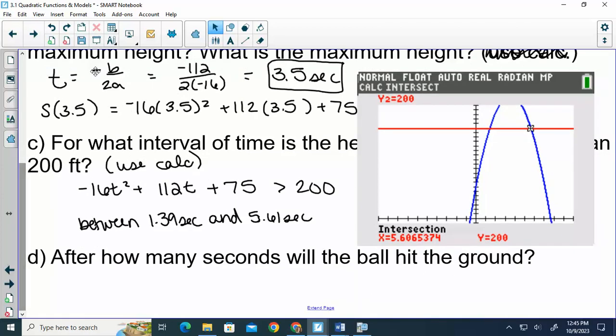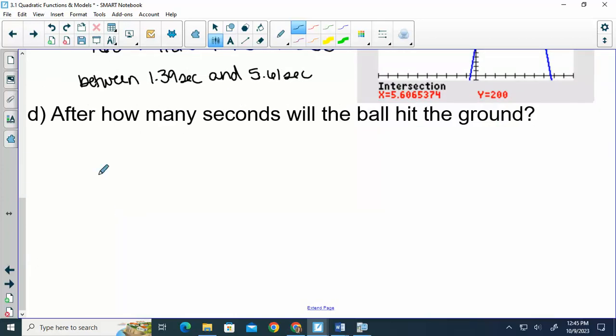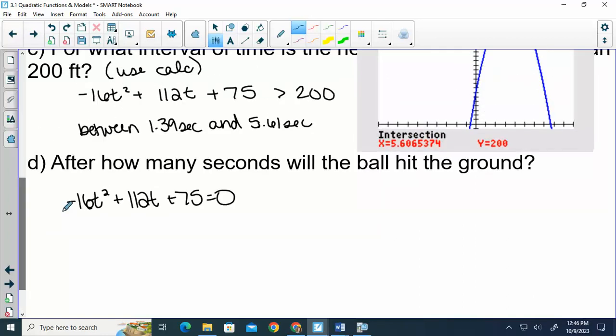So the last one wants to know, when will the ball hit the ground? If it hits the ground, what's our height? So we're asking for negative 16t squared plus 112t plus 75. When does that equal 0? And we have a couple ways of doing it. We can either work this out, so see if it factors nicely. If it doesn't, we could do quadratic formula or something like that. We could also use our calculator now that we know how to do that. Do you guys have a preference?